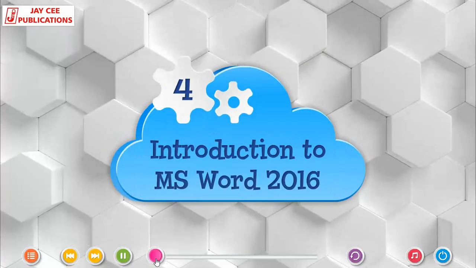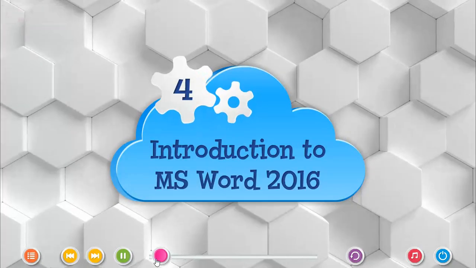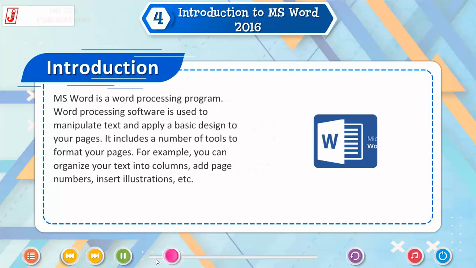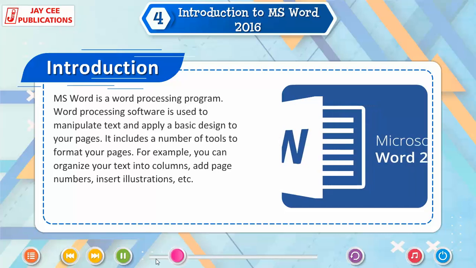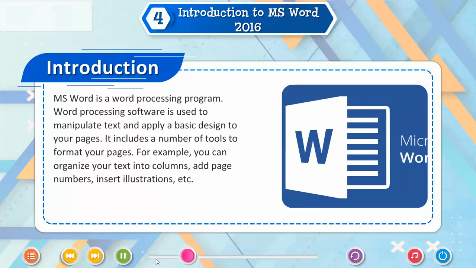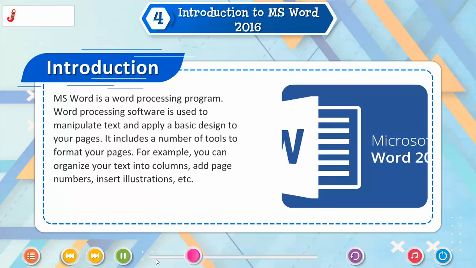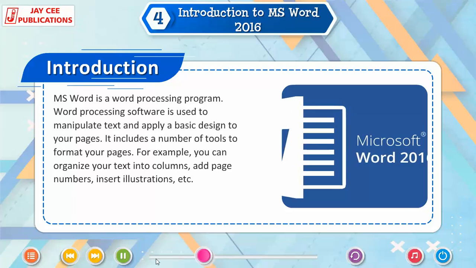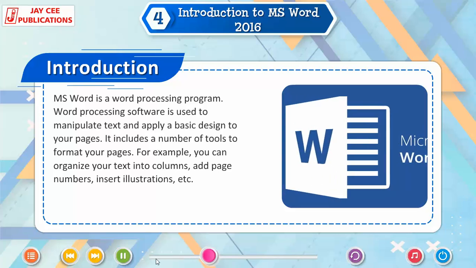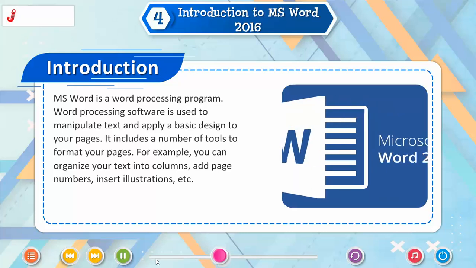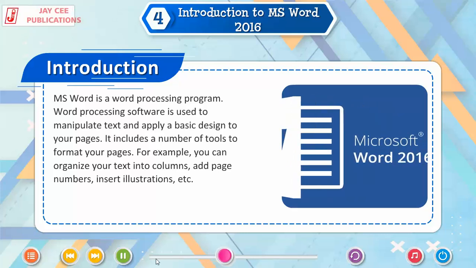Chapter 4 Introduction to MS Word 2016. Introduction. MS Word is a word processing program. Word processing software is used to manipulate text and apply a basic design to your pages. It includes a number of tools to format your pages. For example, you can organize your text into columns, add page numbers, insert illustrations, etc.